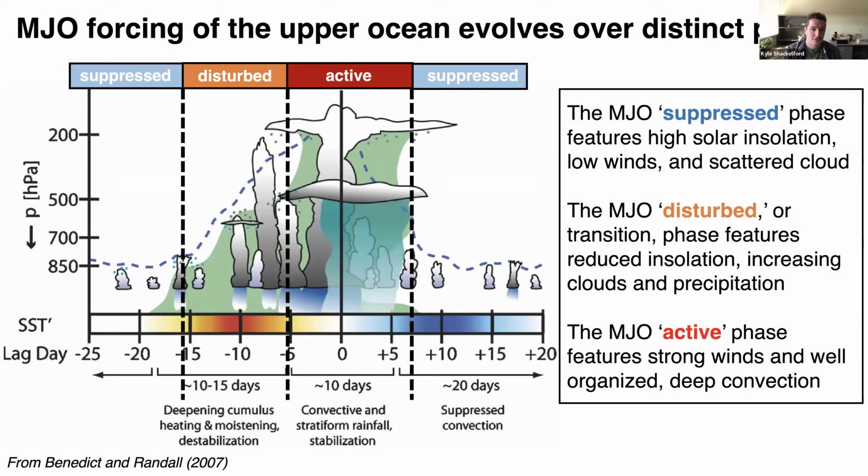And it's really this disturbed phase, or the transition phase, as the MJO gradually transitions from convectively suppressed to convectively active conditions. You have gradually building clouds and precipitation, but you still have relatively calm winds. So it's during this period that we really expect to see rain layers form and expect to see their direct feedbacks to MJO convection to be most evident.